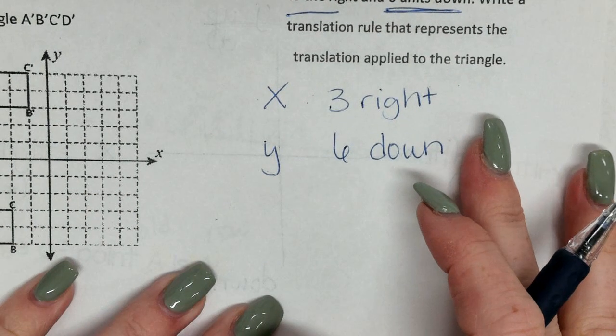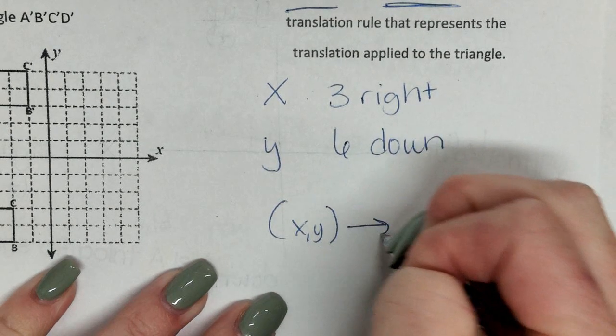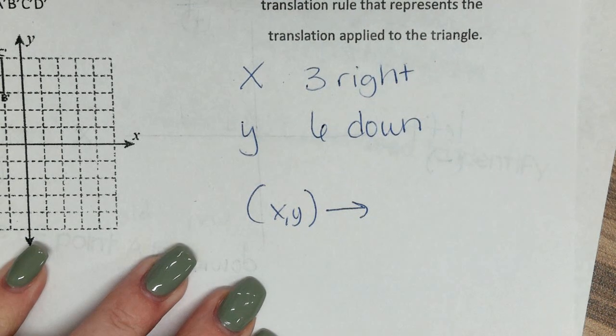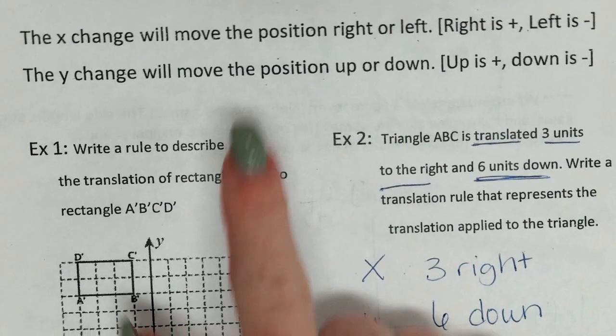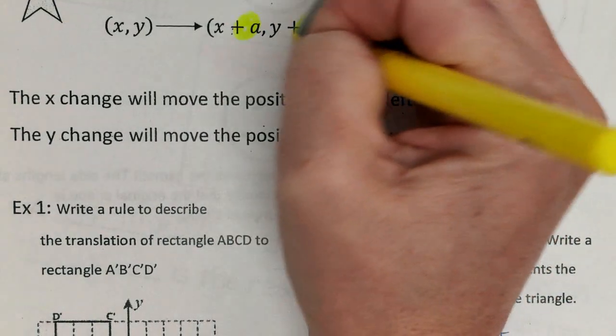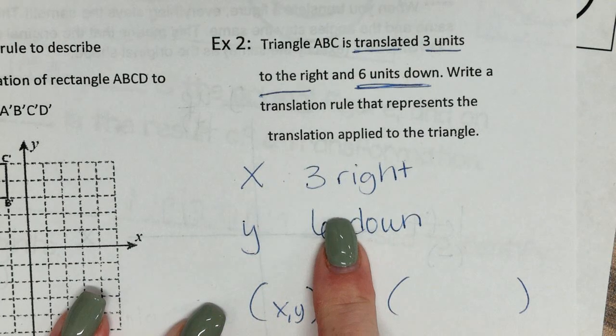To write a rule, you say take your x and y and draw an arrow. This is every rule you're going to write like this. Take your x and y and draw an arrow. And your rule is going to look like this, but you're going to plug in a number here and here. And it's going to be those 2 numbers. Okay?